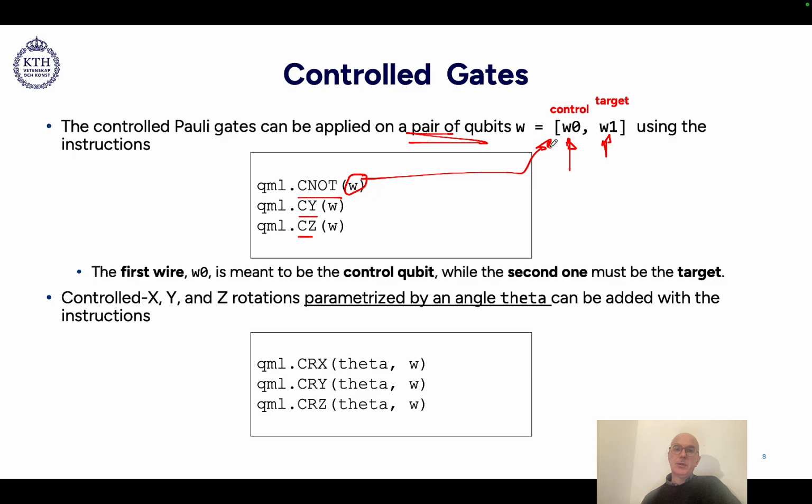An interesting part also, we can define so-called parameterized quantum gates by an angle theta, and that can be added to the instruction. So this, for instance, can be provided as an argument of the quantum circuit function.